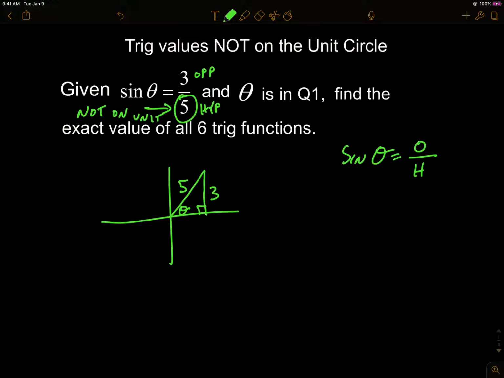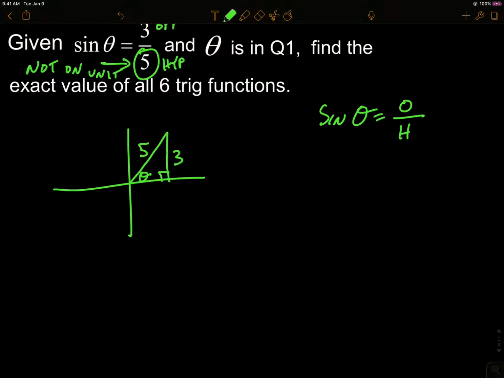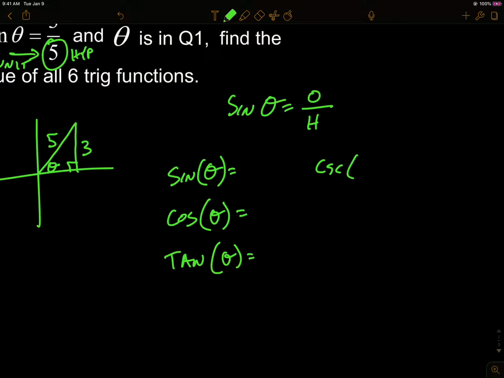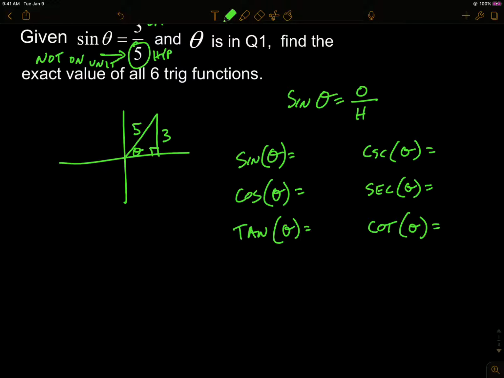So now we want to find the value of all 6 trig functions. We want to know what's the value of sine of theta. We want to know cosine of theta. Whoops. I should put it in parentheses. Tangent of theta. Cosecant of theta. Notice I write the reciprocals on the same line. Sine and cosecant are reciprocals. The secant of theta. And then the cotangent of theta. I want to find all of those.